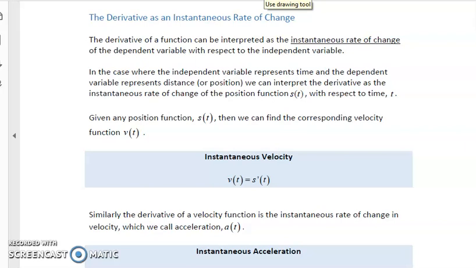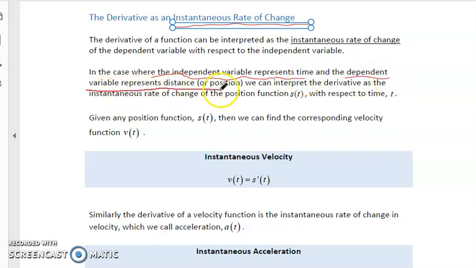This last topic is called the derivative as an instantaneous rate of change. And what that means is, if you read here carefully, in a case where the independent variable is time, and the dependent variable represents distance or position, and usually we use the letter S for that, for distance or position, then we can interpret the derivative as the instantaneous rate of change of the position function, that's S of t, with respect to time t. What that really means is this.